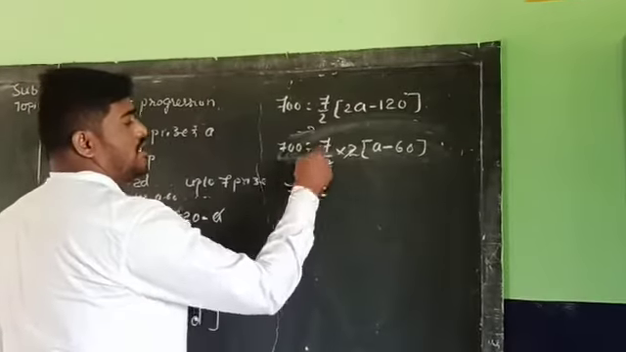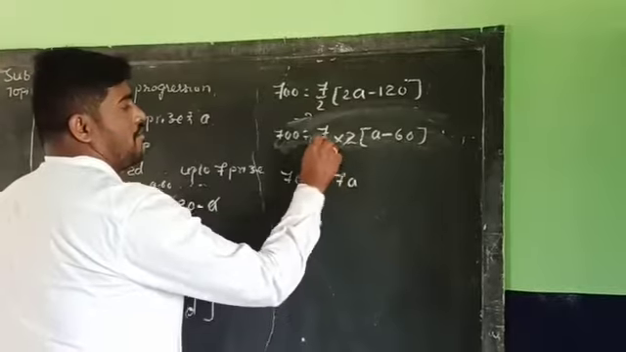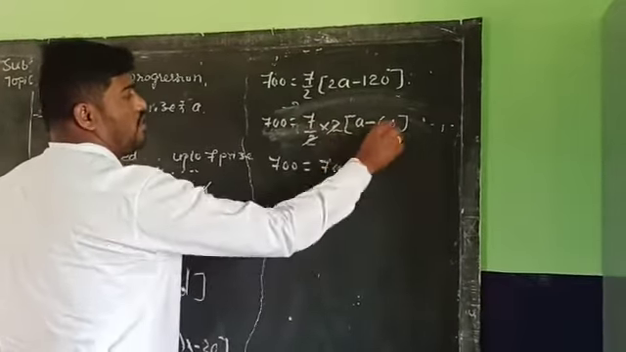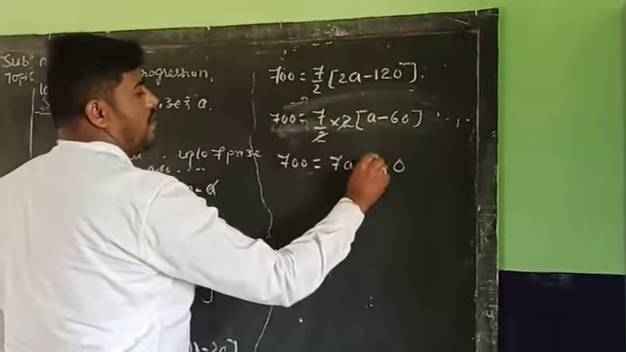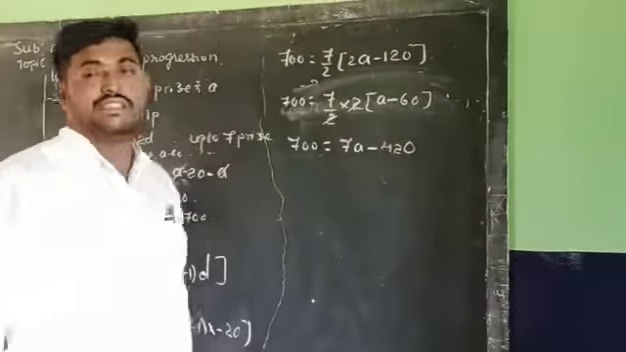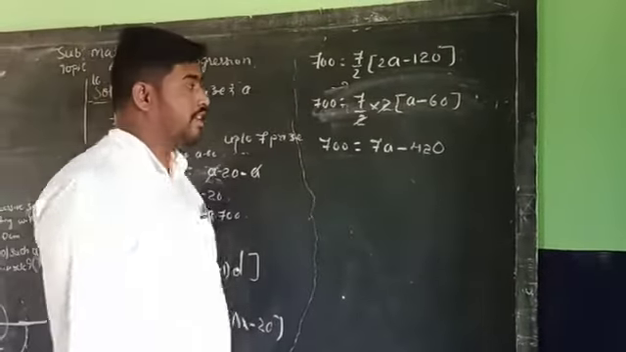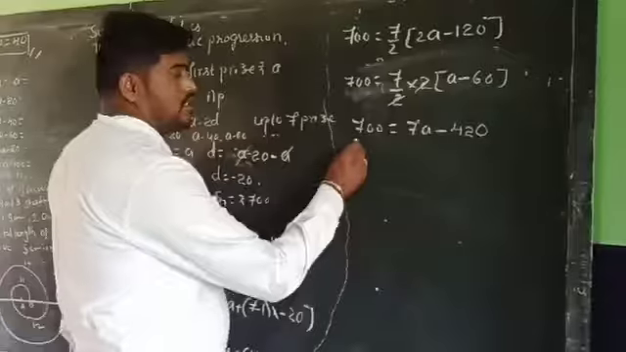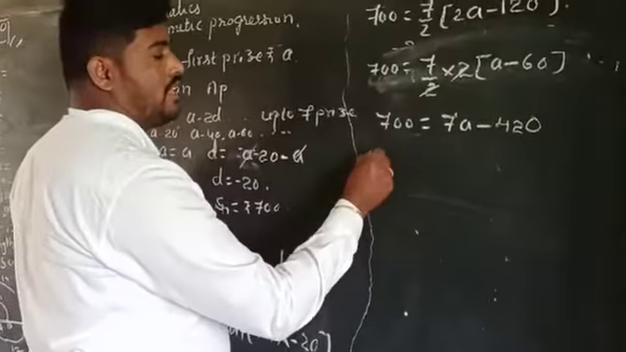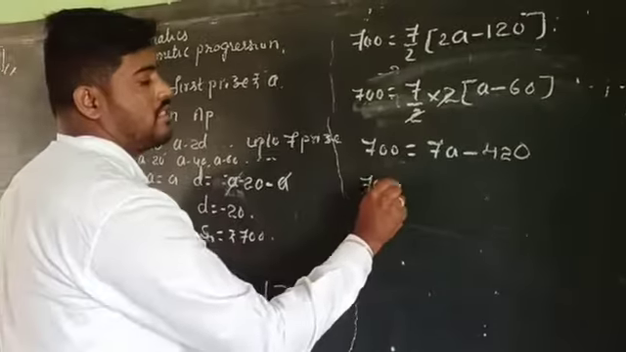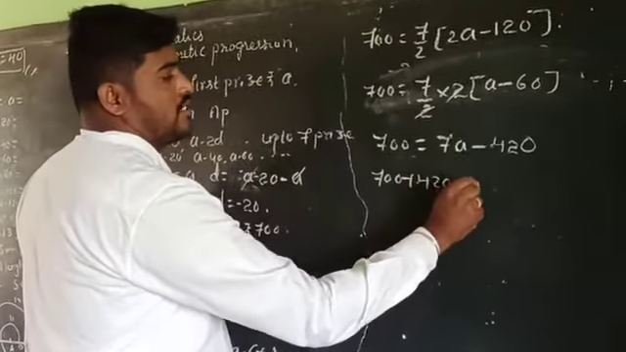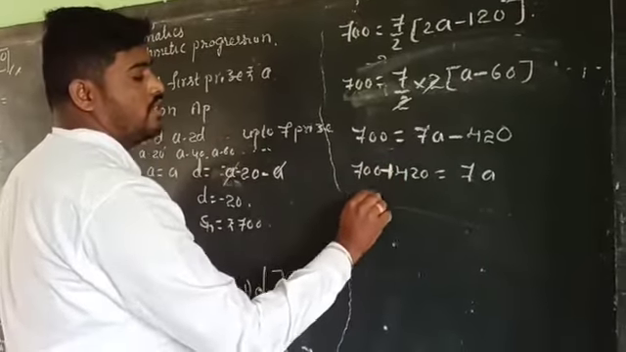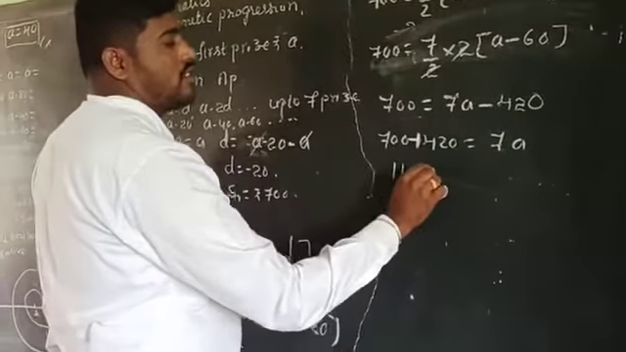700 is equal to 7 into a minus 60, so 7a minus 420. 7 sixes are 42, 7 zeros are 0. So 7 sixties are 420. Shift 420 to the LHS side. So 700 plus 420 is equal to 7a. What will you get? 700 plus 420, 1120 is equal to 7a.